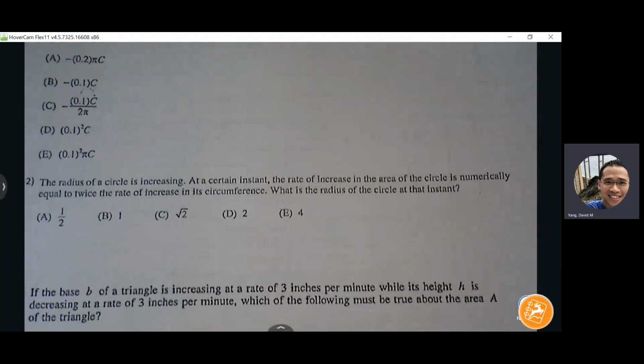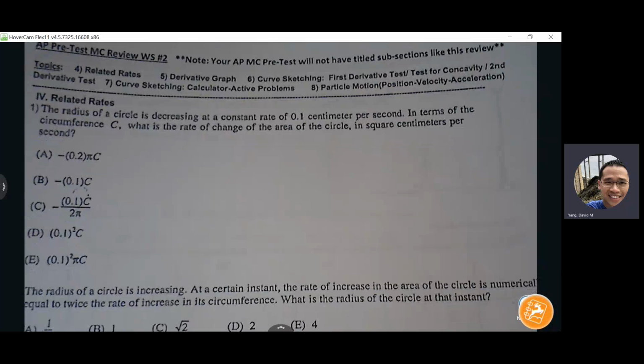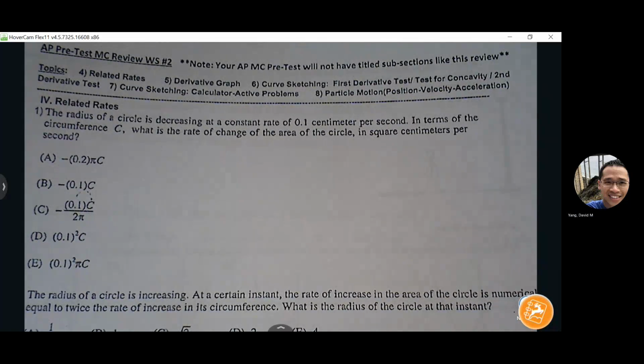We're starting off with related rates. Okay, so related rates is where every variable gets the time treatment. Every variable gets impacted by time. So there's a d over dt for every variable in the problem.